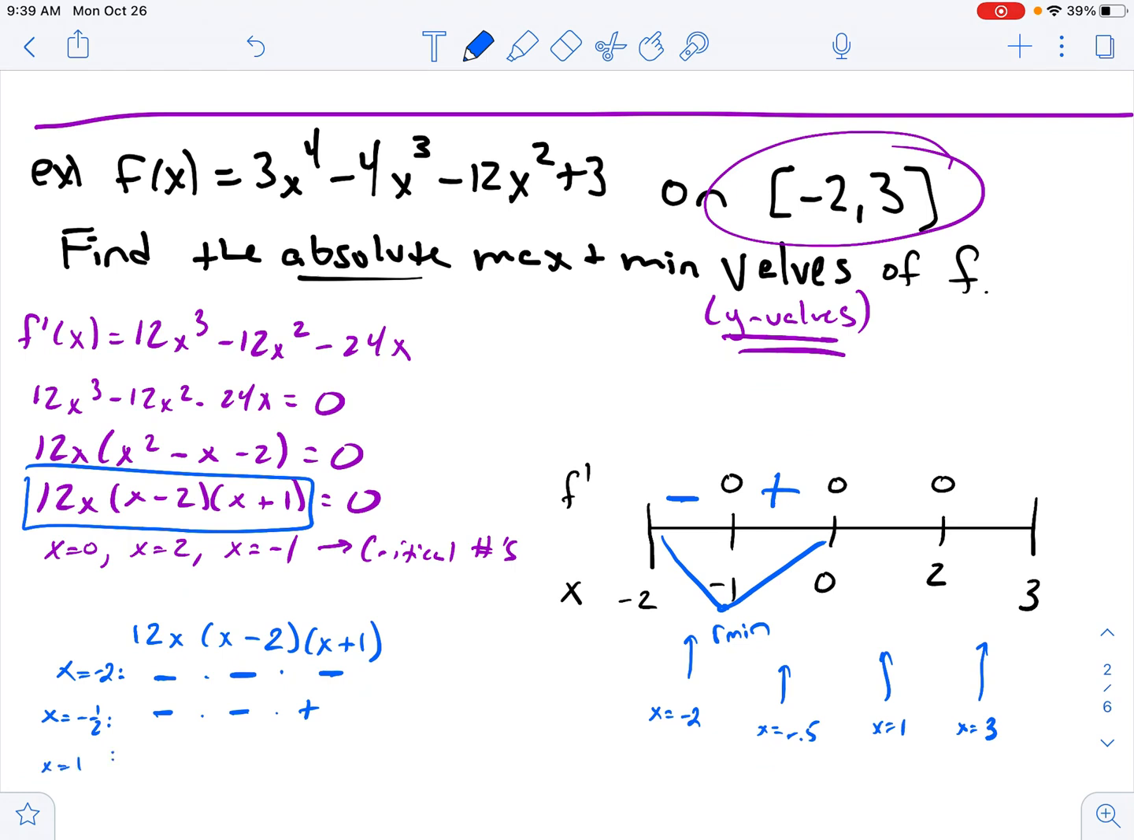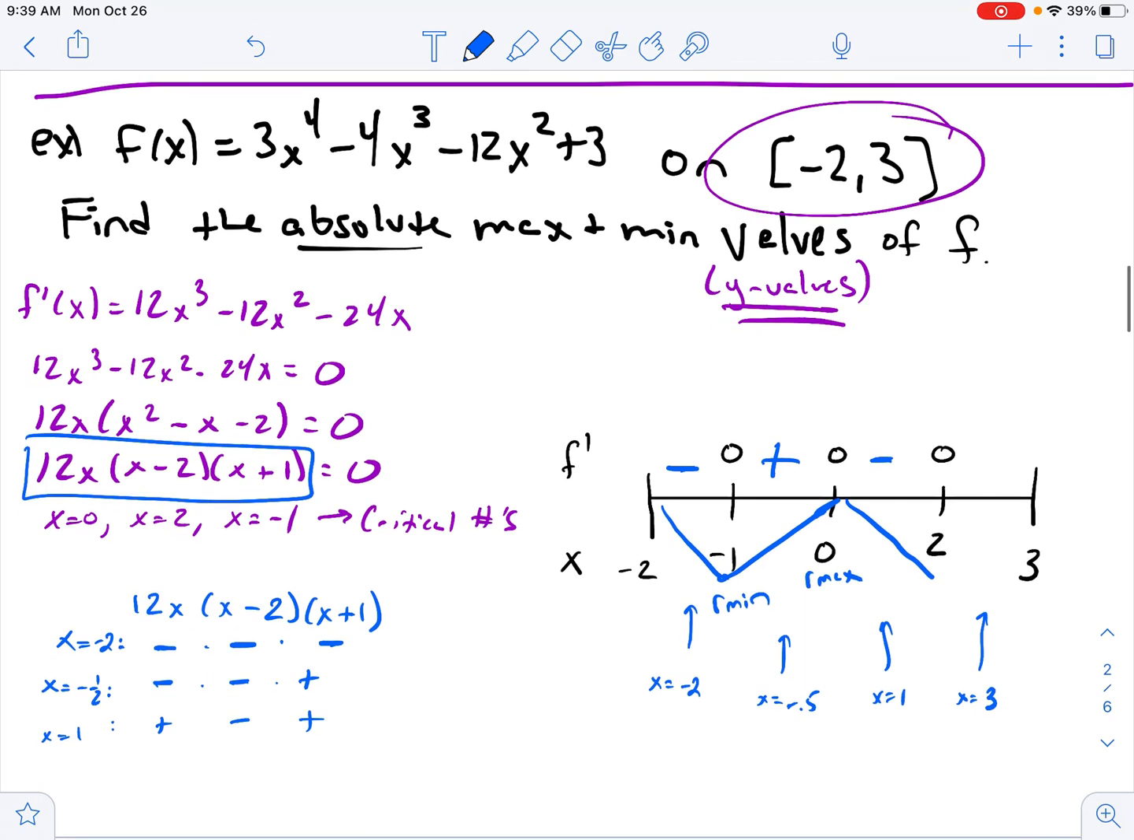Okay, let's test at x equals 1. 12 times 1 is positive. 1 minus 2 is negative. 1 plus 1 is positive. That product comes back negative. We're decreasing on this interval. And look, we found a high point at 0. And finally, let's test at 3 itself. At x equals 3, 12 times 3 is positive. 3 minus 2 is positive. And 3 plus 1 is positive. So that product certainly comes back positive. And now we're increasing on that last interval. And we found another relative min.